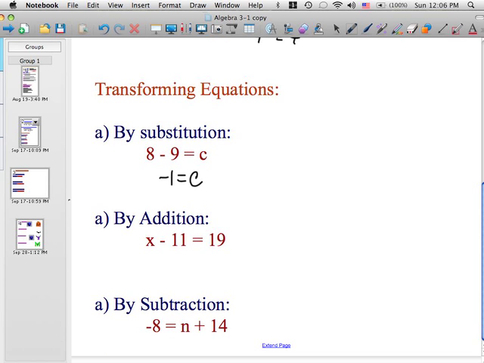Transforming by addition means that I'm going to add the same thing to both sides to get x by itself. So in this case, I'm going to add 11 to both sides to solve for x, because I want to get rid of the minus 11. So x is now by itself, and I have my answer, which is 30. So you always do the opposite on the side with the variable, because you're trying to get the variable by itself. You can always check your answers. If I put 30 back in for x, 30 minus 11 is 19.